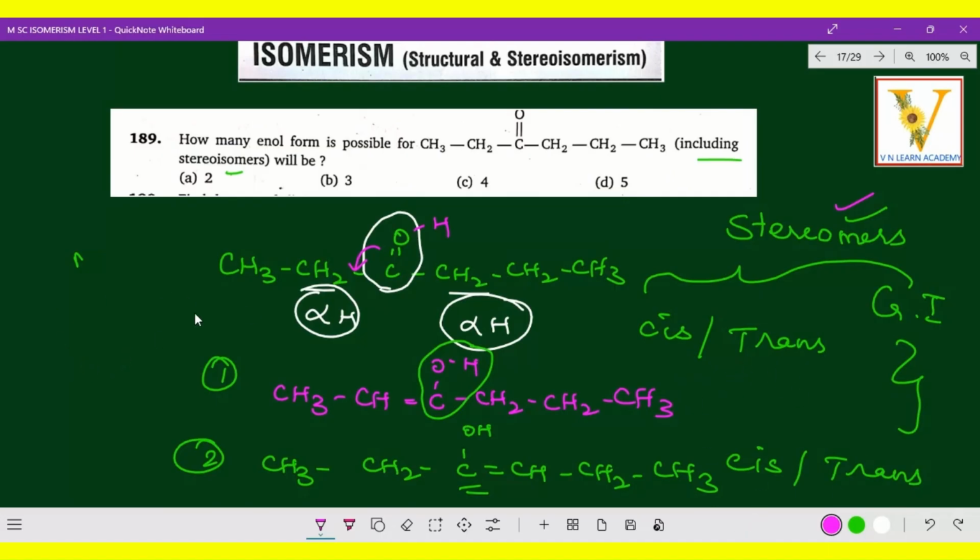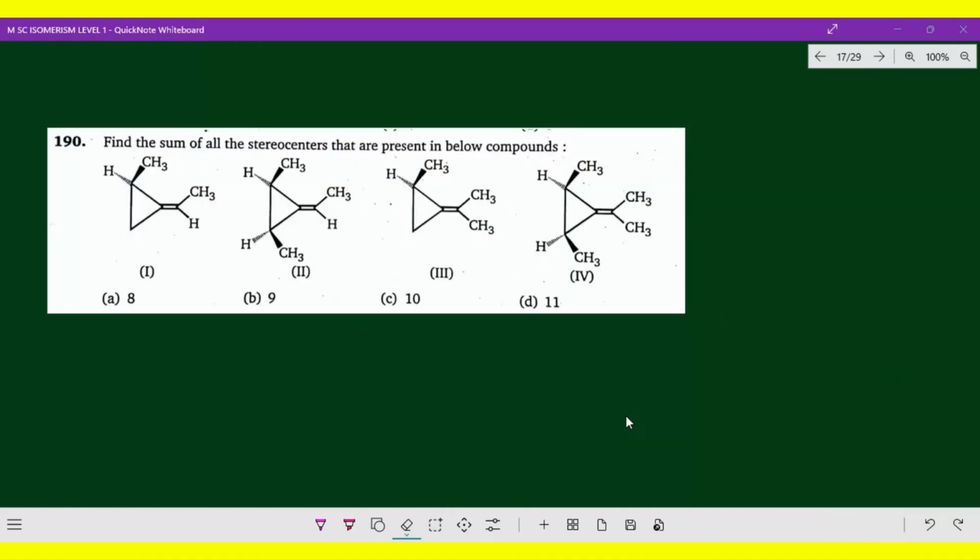So how many enol forms are possible here? Actually 4. Four enol forms are possible. I hope you got the clarity. This is the correct option. So come on, let's go to the next question.